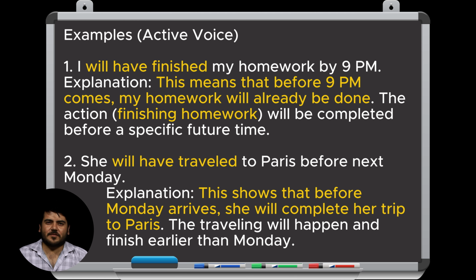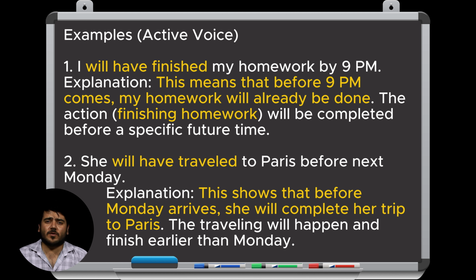Examples with active. I'll have finished my homework by 9. This means that before 9 o'clock comes, my homework will already be done. The action finishing homework will be completed before a specific future time. She'll have traveled to Paris before next Monday.